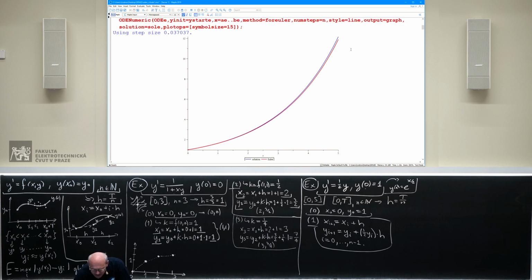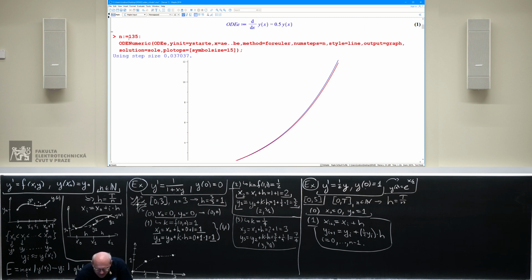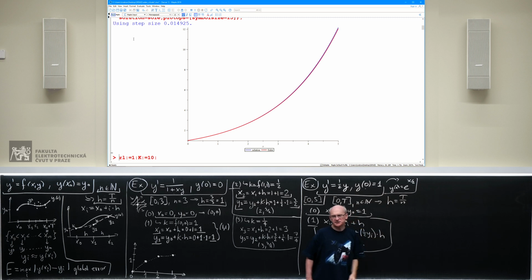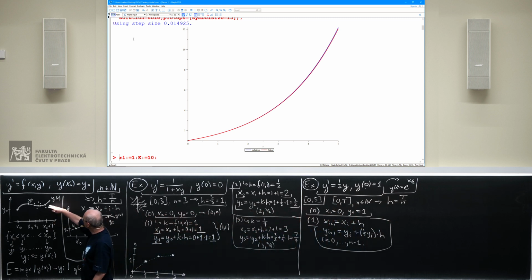What if I increase the partition size to, let's say, 335? Well, we have almost a match of the approximate solution and the true solution. So this shows that, at least for this nice example, the Euler method actually does a good job. If we keep increasing the partition size, in other words, if we keep decreasing the step size, then those points that we have floating around the solution are getting closer to it.